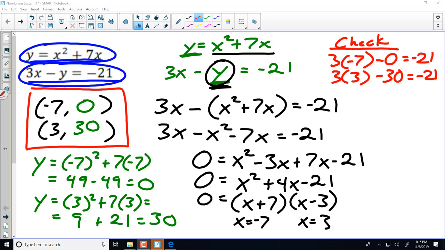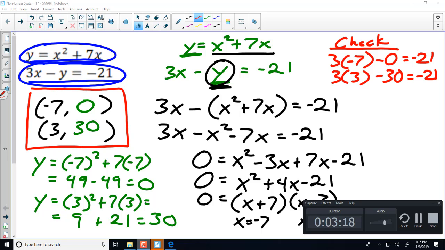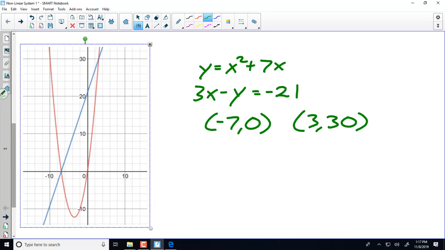What does that look like? Well, check this out. I made a graph using Desmos, and I graphed the parabola and the line, and you can see that they do intersect twice. This ordered pair right up here is the ordered pair (3, 30). That's one intersection. And this one right here on the x-axis itself is (negative 7, 0). So when you're dealing with a system of nonlinear equations, you might have more than one intersection point.